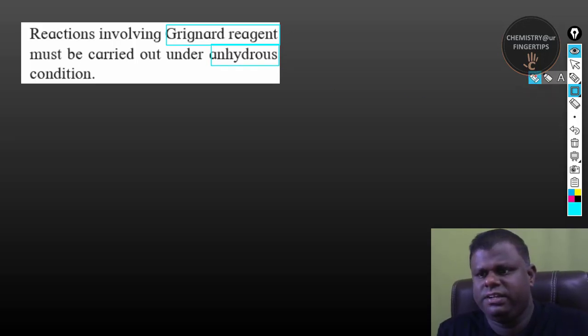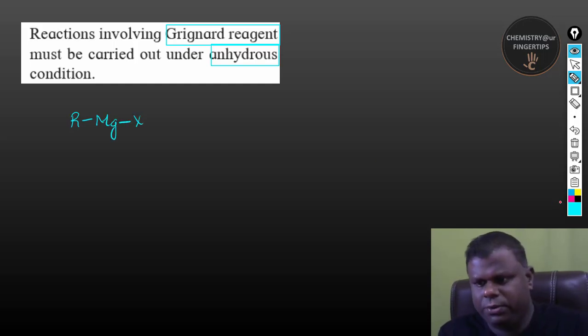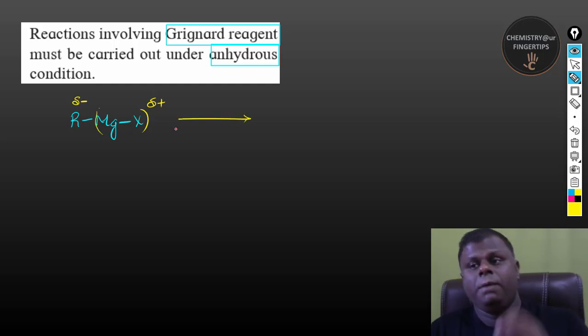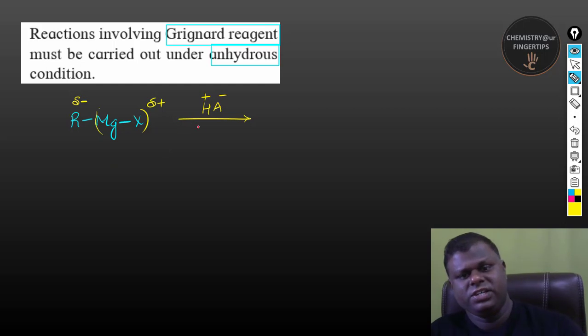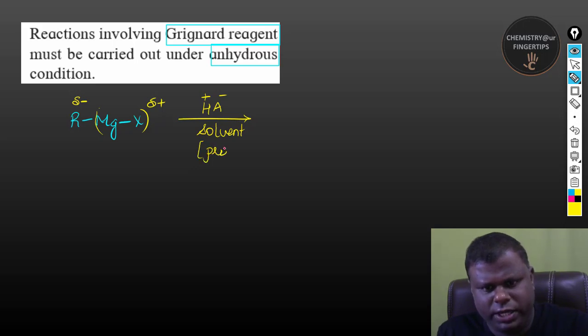Let's talk about the Grignard reagent. So, the Grignard reagent is nothing but RMgX, right? And we already know the polarity: if you are supposed to write down the polarity, Mg becomes delta positive and R is delta negative, right? So let's say you have a medium containing a proton, so I'm just going to write here HA, right? This is nothing but a protic solvent.